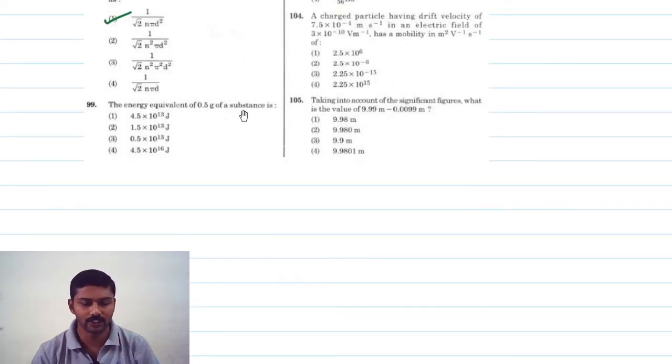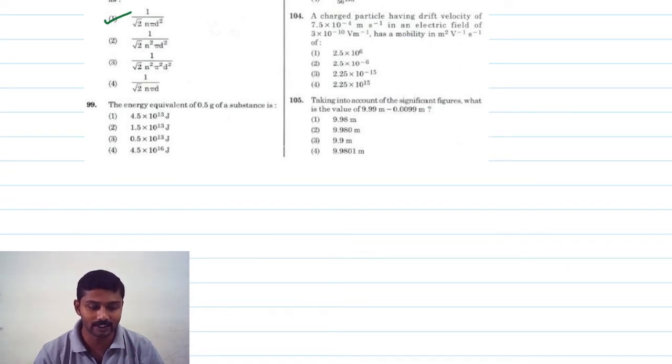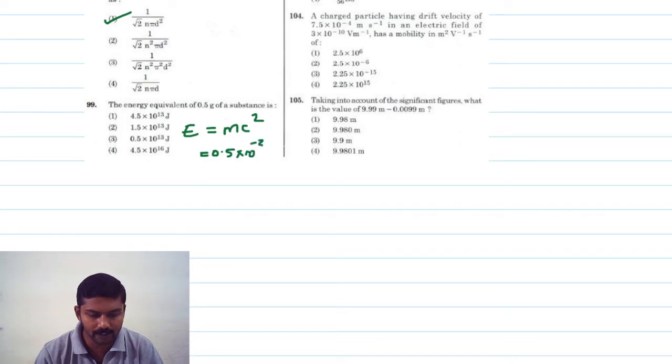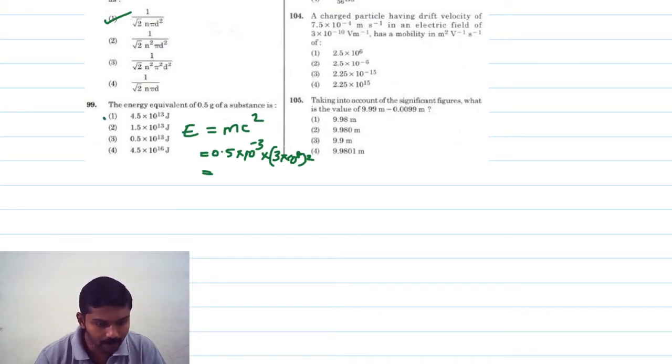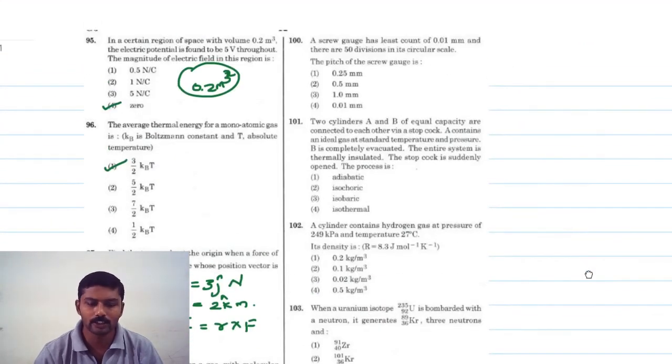99, the energy equivalence of 0.5 gram of a substance. How much is the energy equivalent to that particular mass, which is E equal to mc square. If I substitute the values, mass is 0.5 into 10 to the power minus 3 kilogram, into c square, that is 3 into 10 power 8 meter per second, squared. When you substitute all those values, you will get an answer of 4.5 into 10 power 13 joule, which is the first option. Now let's look at the next question.